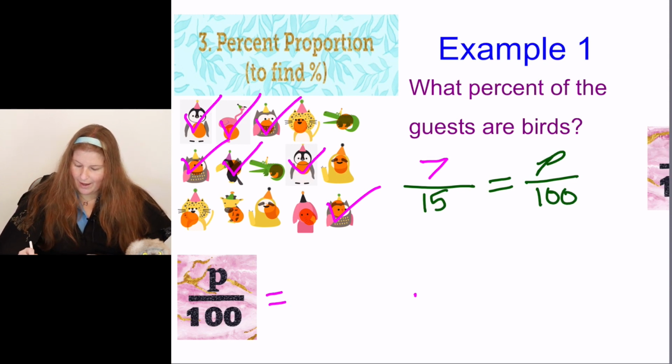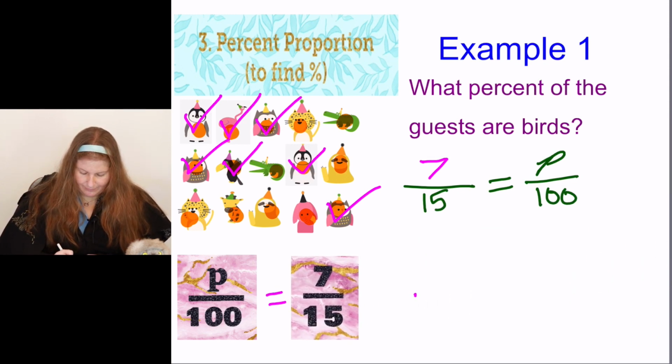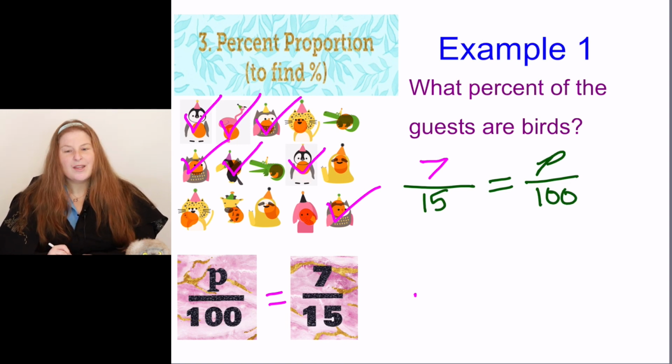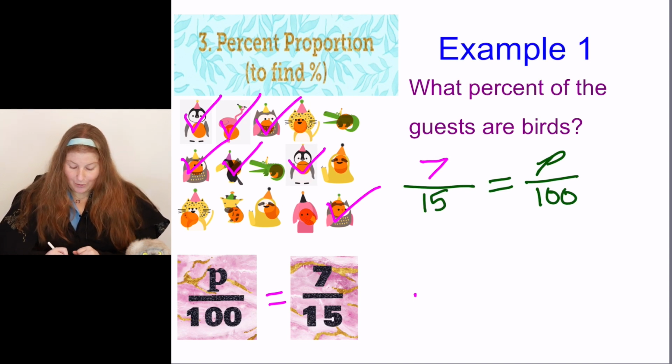So here's another way I could write the same information. p 100ths is equal to 7/15. You've now completed step 1, writing a percent proportion equation. Let's move on to step 2, cross multiplying.